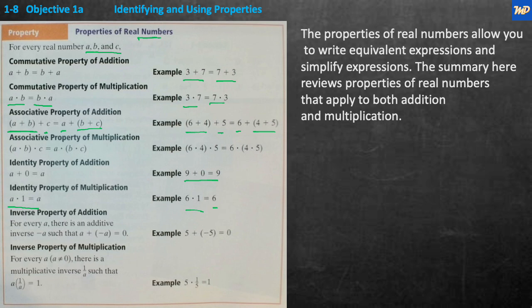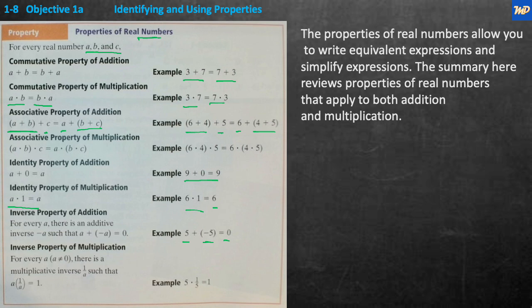The inverse property of addition. The inverse property of addition says for every A, there is an additive inverse, negative A, such that A plus negative A is equal to 0. So here, 5 plus negative 5 is equal to 0. So 5 plus or minus 5 is 0, right?